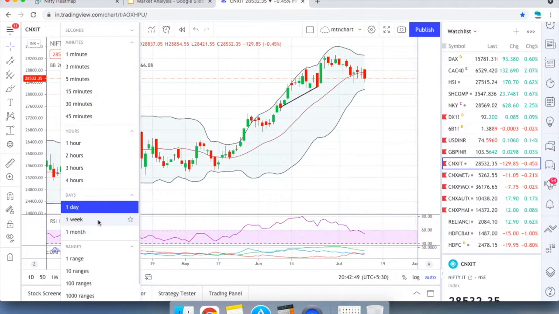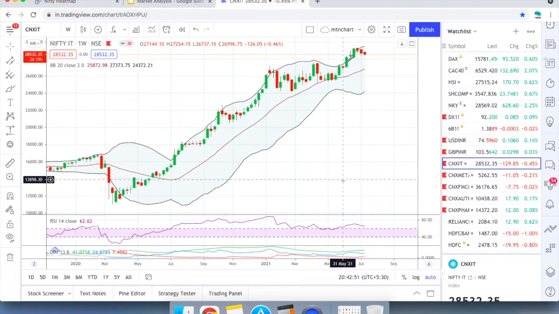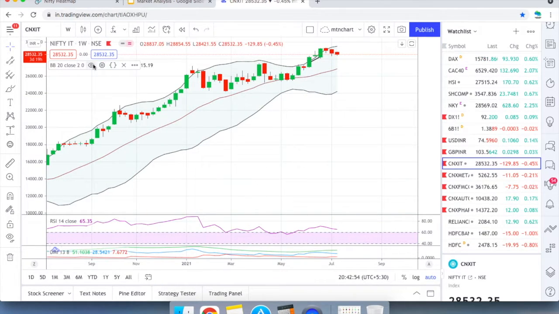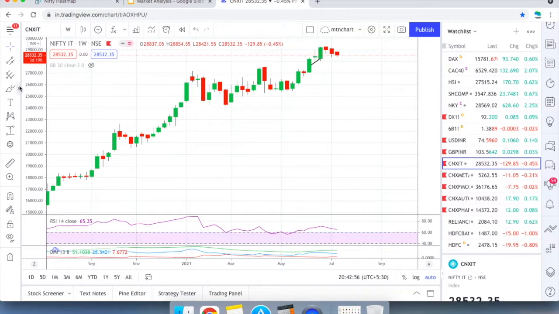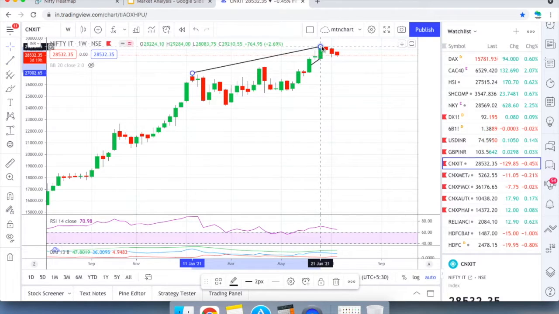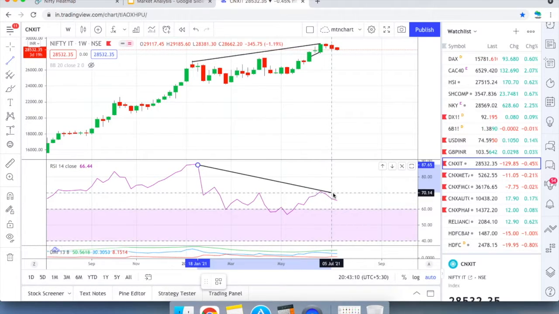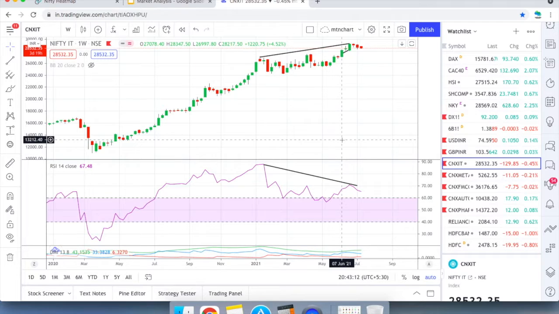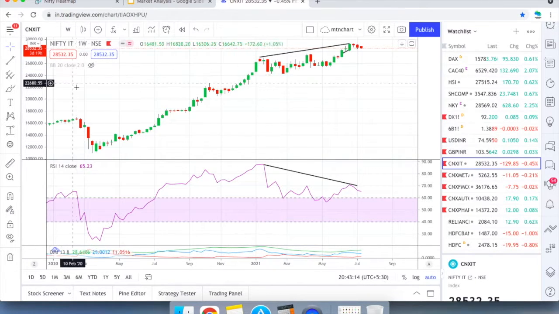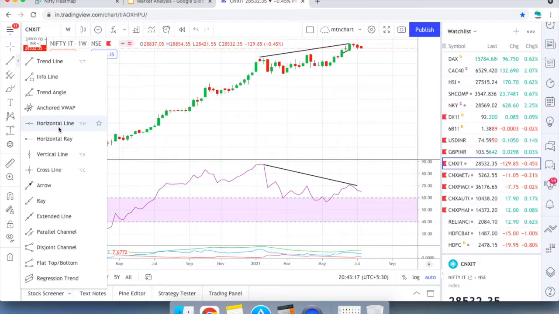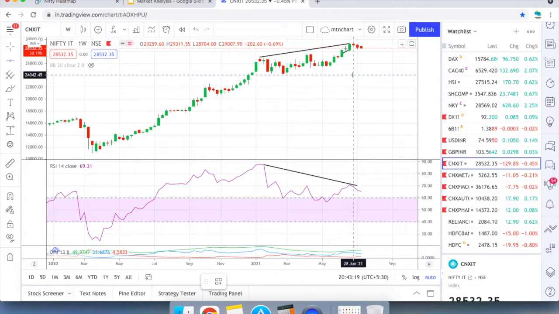If you look at the weekly time frame, there is some divergence of momentum that I had noticed here. See here, the price is going up and the momentum is falling down. So this is a bearish momentum divergence which can bring the market at least to this level, at least.